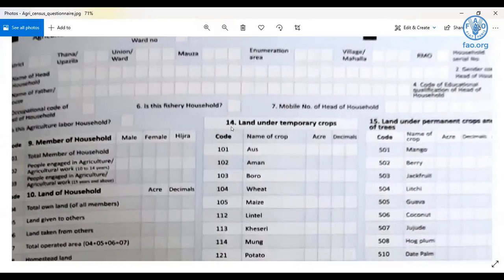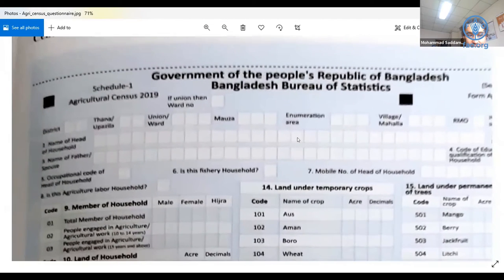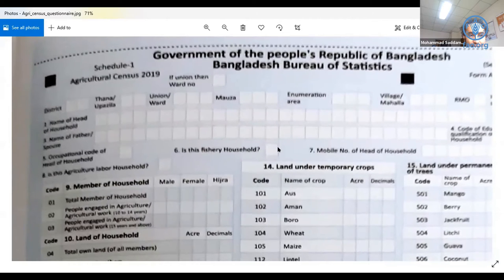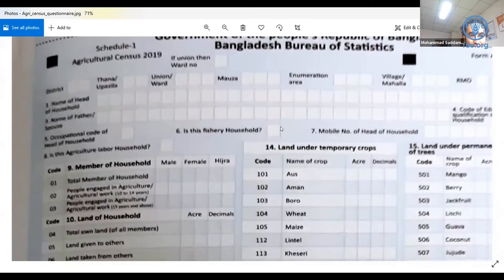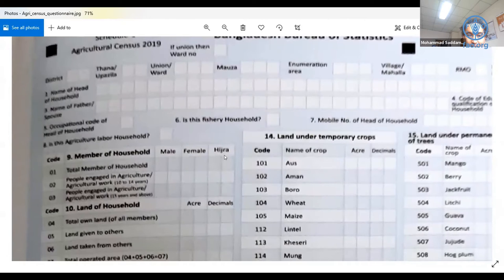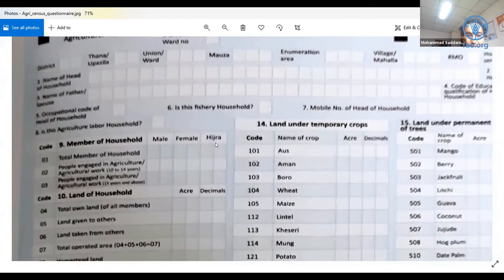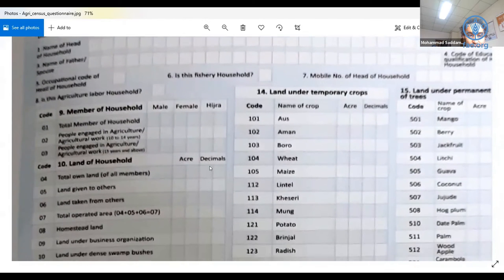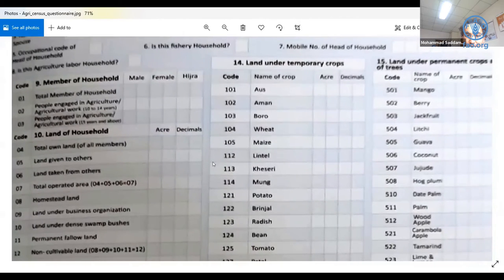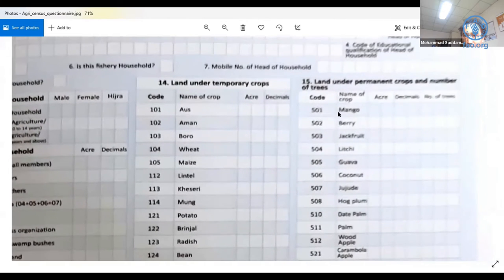This questionnaire was used for conducting the agriculture census 2019 in Bangladesh. First of all, the name of the head of the household, name of the father and mother, occupational code, and then the household type, like the fisheries household, the mobile number, the enumeration area, the members of the household, like male, female, and the land of the household. So, see, these are the land under the temporary crops, and then the land under the permanent crops.